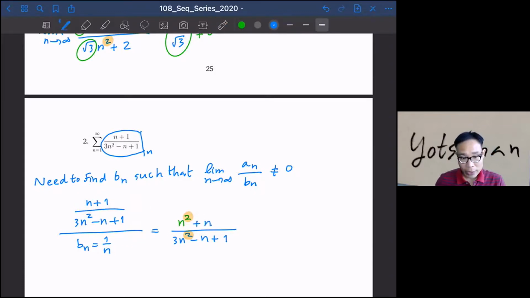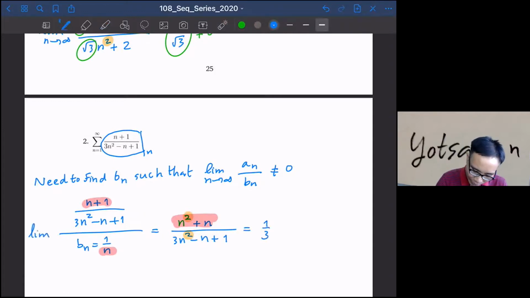Okay, so you would get n squared plus n. Let me highlight with the red the multiplication here. You see that the red multiplied with the red one on the bottom turned out to be n squared plus n. And you see that, hey, this one has a nice limit. So this one has limit equal to 1/3.